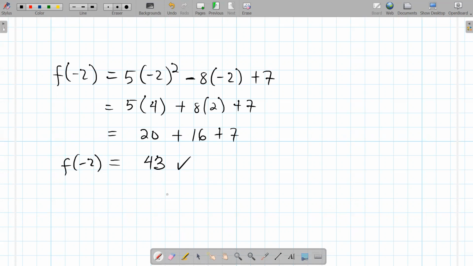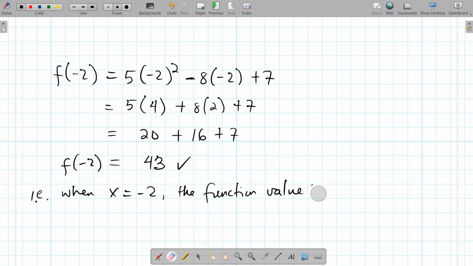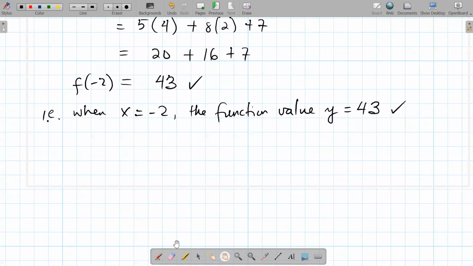In other words, what it says is that when x is negative 2, the function value is 43. So let me put it this way. That is, when x is negative 2, the function value, mostly the y, is equal to 43. That's what it means. Let's go ahead and do the rest.